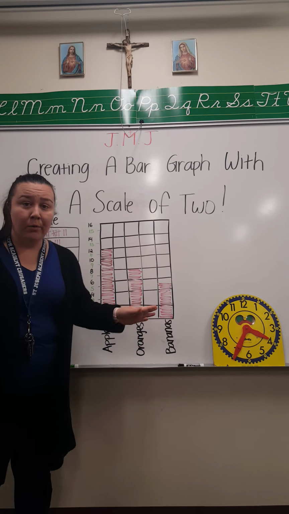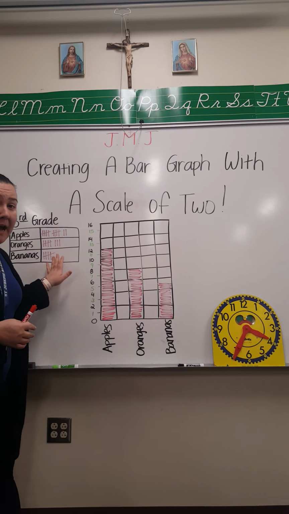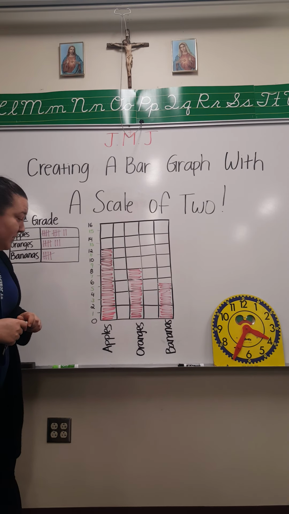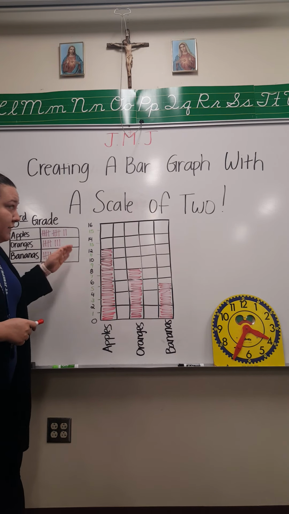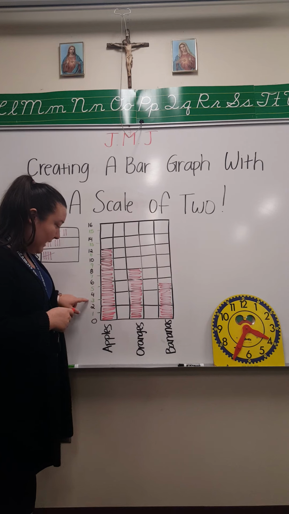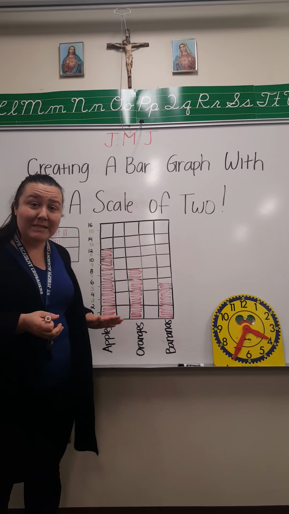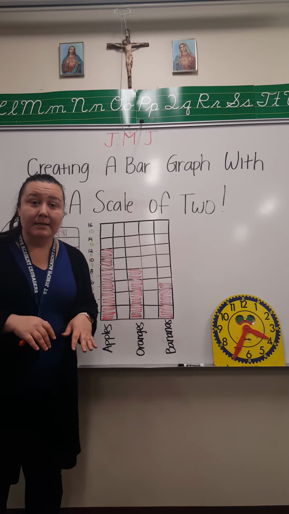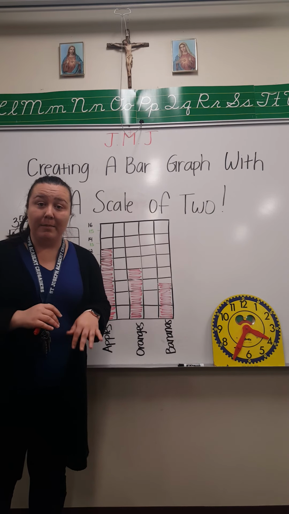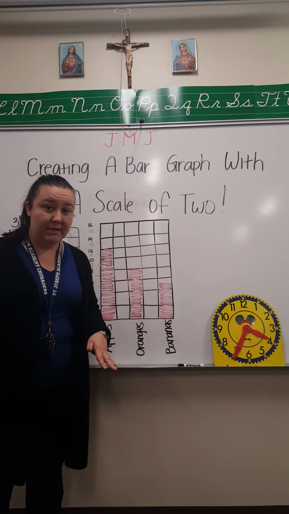If you have any questions, if you have questions about where we got these tally marks, if you have a question about the scale of 2 and what that means, if you have a question about where did we get these odd numbers, 1, 3, 5, or why we didn't include them in the graph, please comment or send me a message and I will be happy to answer any of your questions.